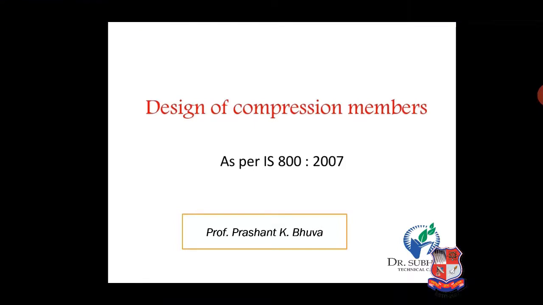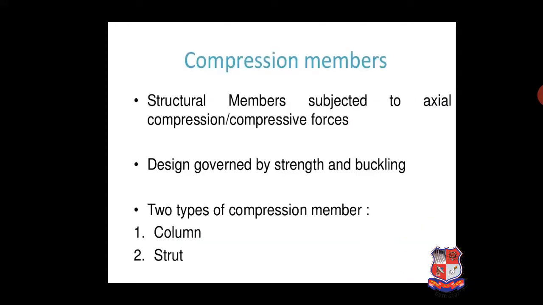Section we can use in a design, what is effective length, what is slenderness ratio, and what are the types of compression section. So before we start design of compression member, what is a compression member? A structural member which is subjected to axial compressive force is known as a compression member. There are two main types of compression member. First one is column and second one is strut.